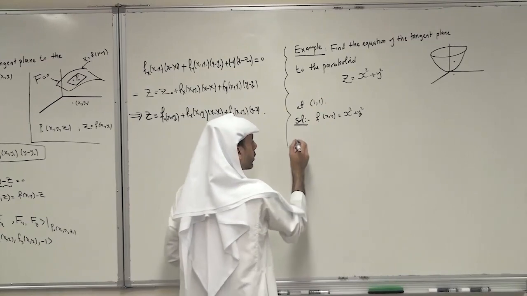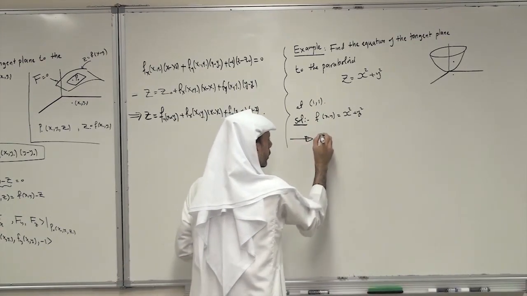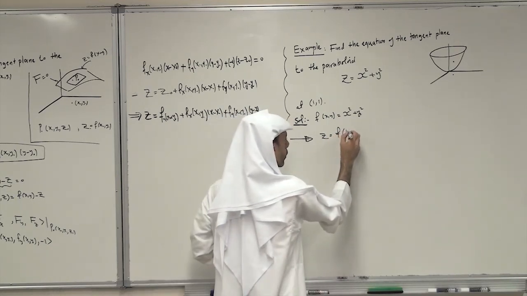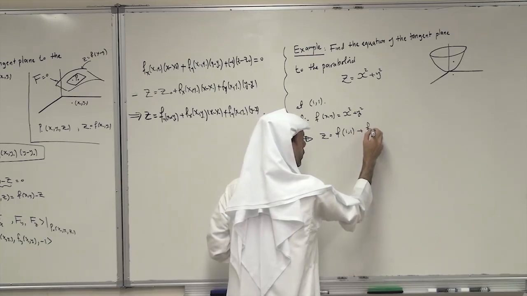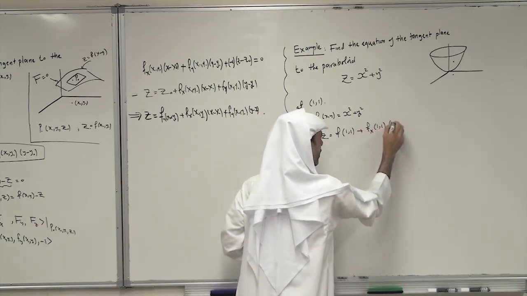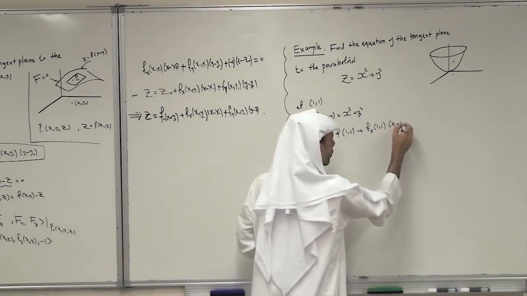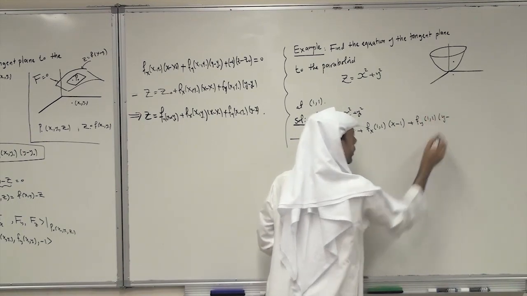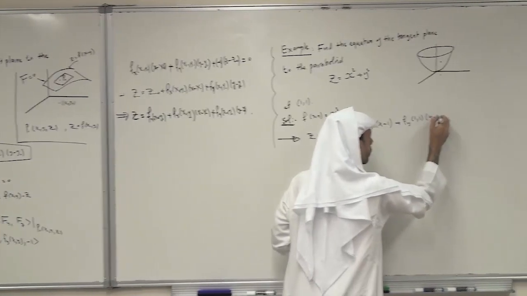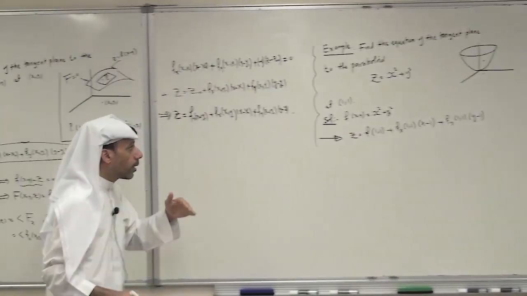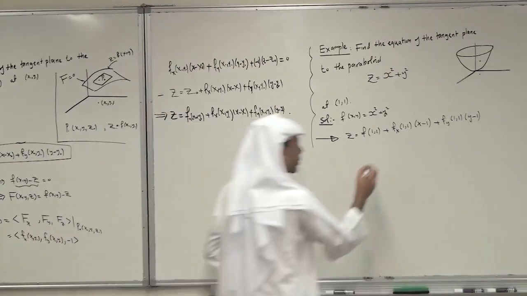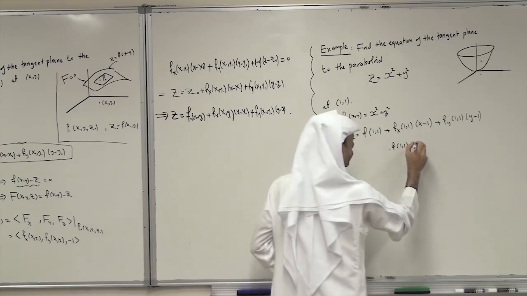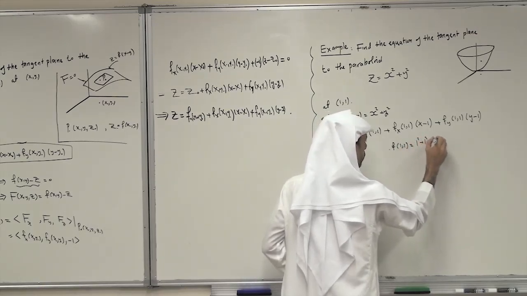Now, the equation of the tangent plane is given as follows. z equals f, the value of the function at the point 1, 1, plus f sub x at 1, 1 times x minus x0, which is 1, plus f sub y at 1, 1 times y minus y0, which is again 1. Now we have just to substitute. So f of 1, 1 is 1 squared plus 1 squared, which equals 2.